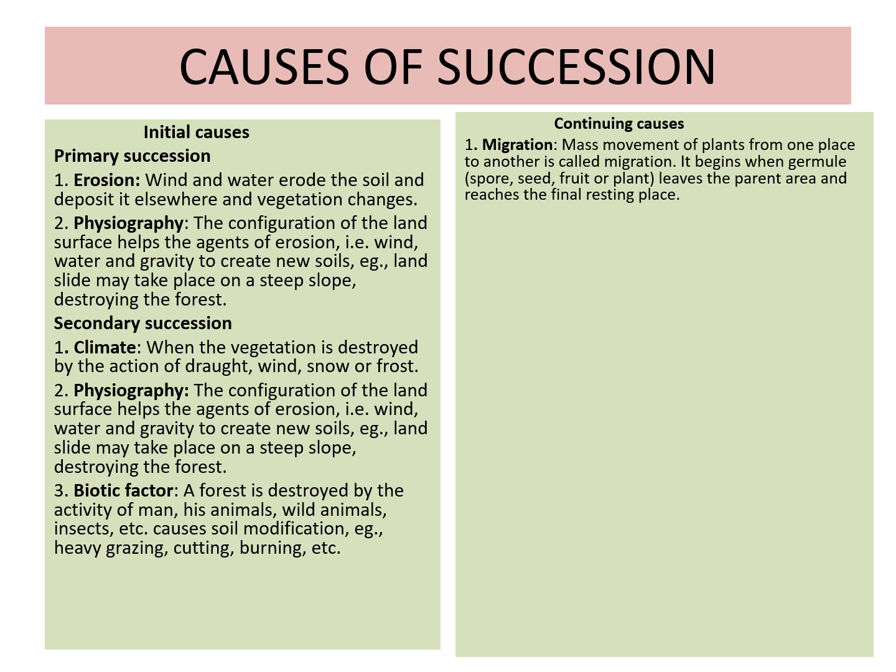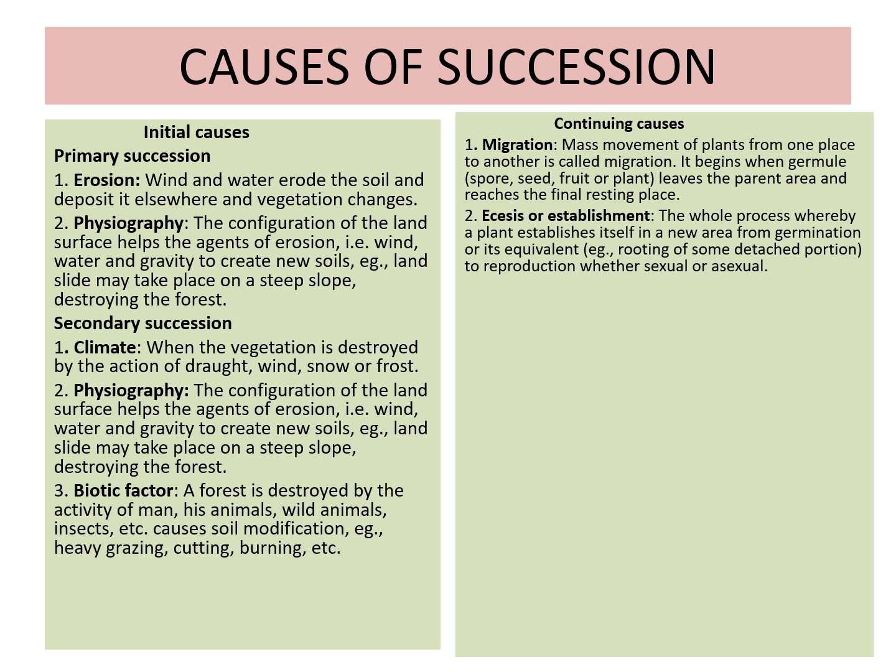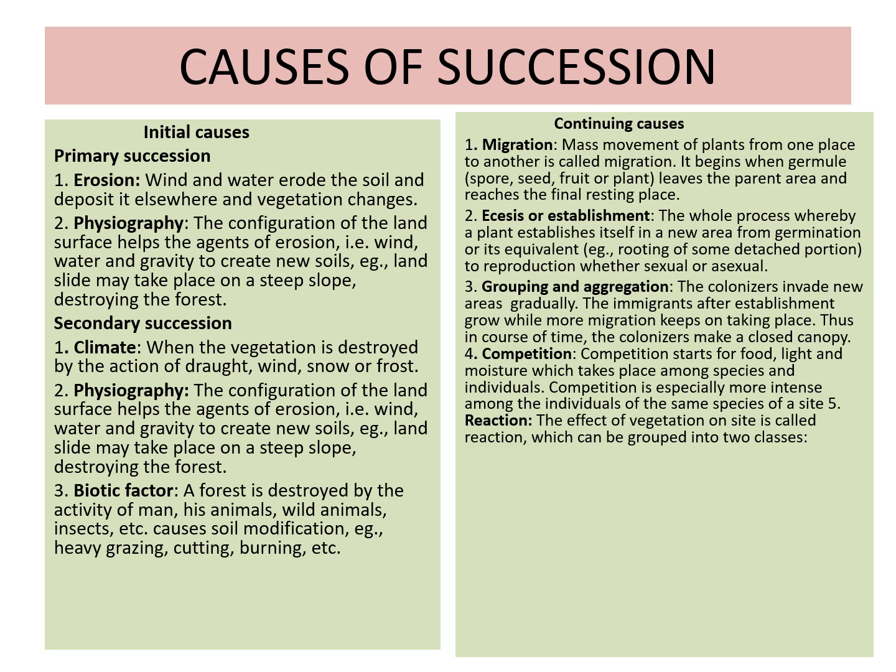Continuing causes. Migration. Mass movement of plants from one place to another is called migration. It occurs when gemmules, spores, seeds, fruits or plants leave the parent area and reach the final resting place. Second is ecesis, or establishment. The whole process whereby the plant establishes itself in a new area, from germination or its equivalent to reproduction, whether sexual or asexual. Then third is grouping or aggregation.